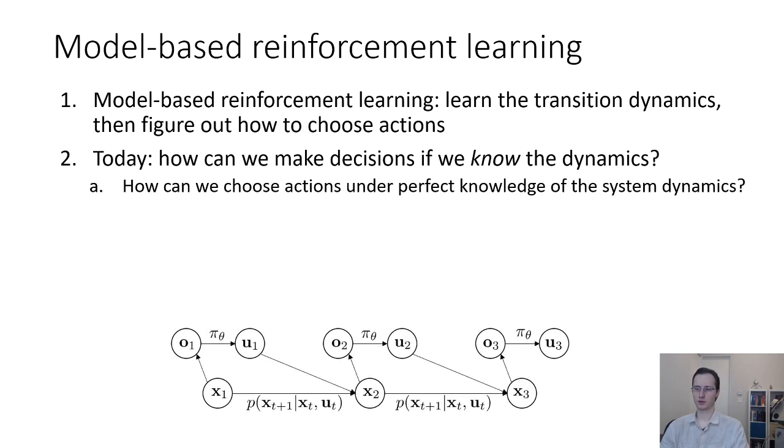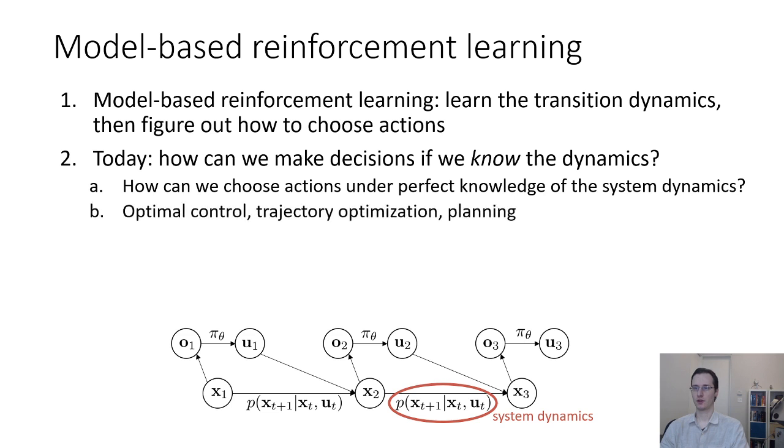Perfect knowledge of the model means that you know exactly what this edge in the POMDP graphical model is. You know all of the entries in the corresponding CPT, or you know the functional form of the distribution in the corresponding CPD in the continuous case. So this is the domain of algorithms that go under names like optimal control, trajectory optimization, and planning.